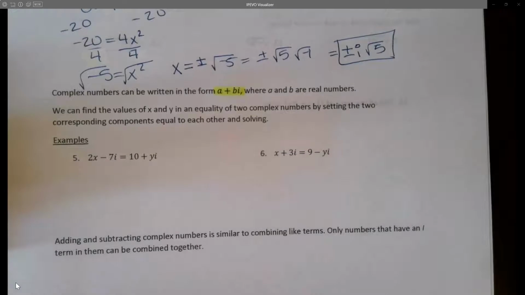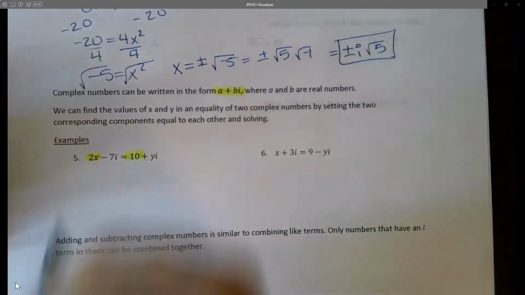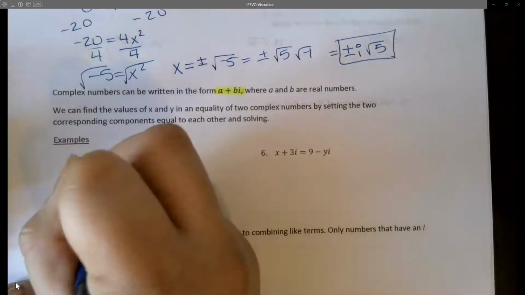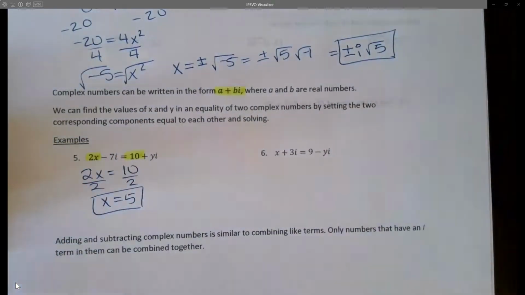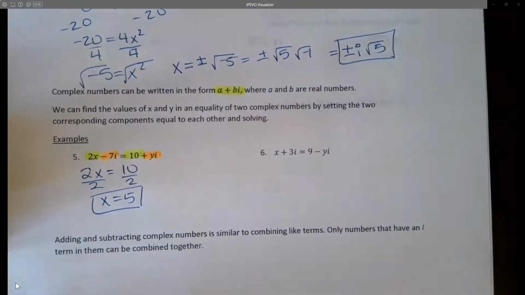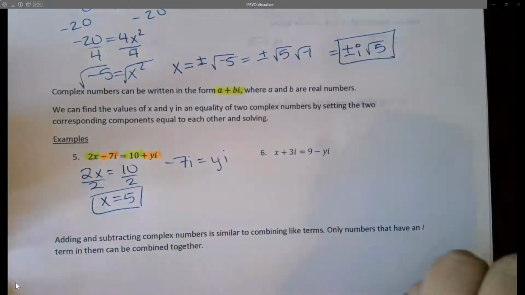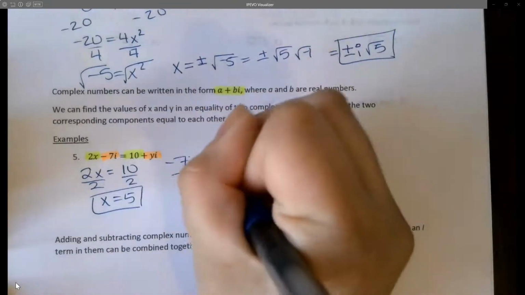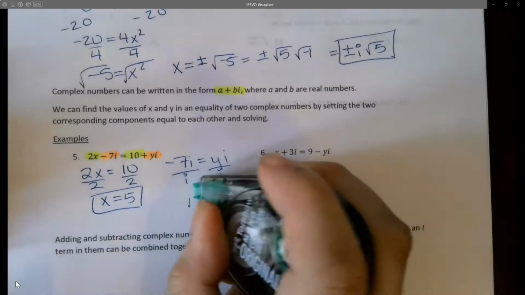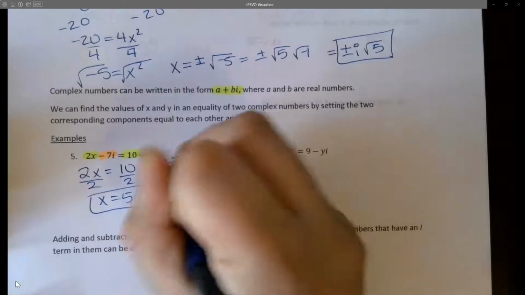So basically, that's a lot of words to say I want to take the two real parts, which I have right there, the 2x and 10, and I want to set those equal together. And I would solve them like normal. I would divide by 2. I get x equals 5. So I've solved by looking at my real parts, and then I want to take my imaginary parts and set those equal to each other. So I have -7i equals yi. So to get y alone, I want to divide both sides by i. I get -7 equals y.